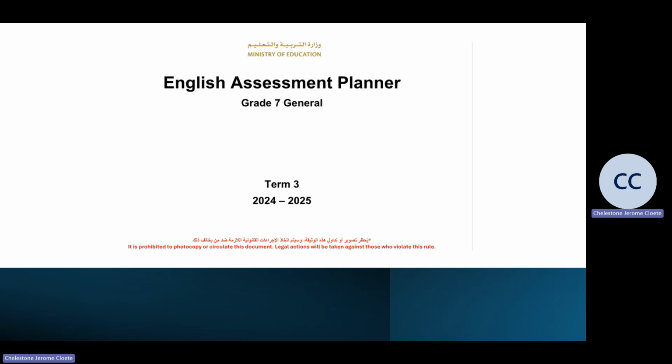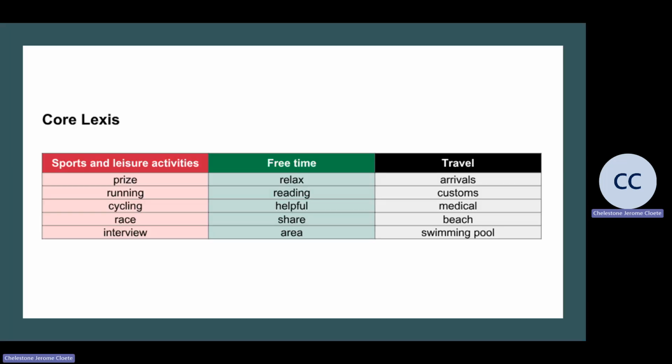Right, this is the English Assessment Planner, grade 7, general, term 3, 2024 to 2025. Right, so we will be going through what you need to know for the end of term assessment. All right, let's start with your topics as well as your vocabulary.